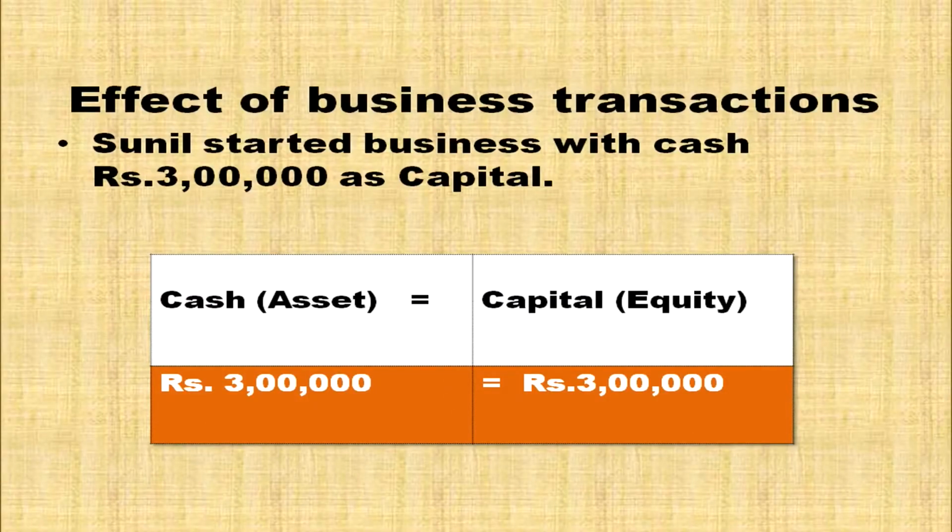Here is a transaction. Sunil started business with cash rupees 3 lakh. So, this is the capital. So, let us see the effect of business transaction in the accounting equation. Cash of rupees 3 lakh is coming inside the business and it is in the form of capital. So, accounting equation is satisfied here. Assets equals liability plus capital. On both sides, we have 3 lakh.